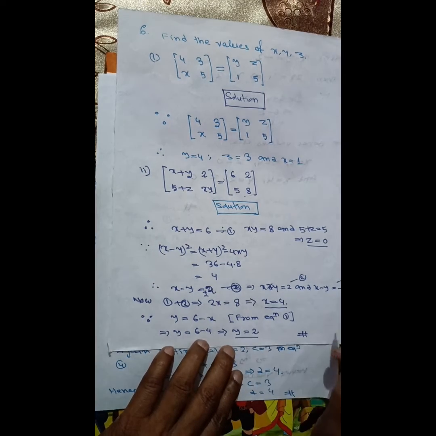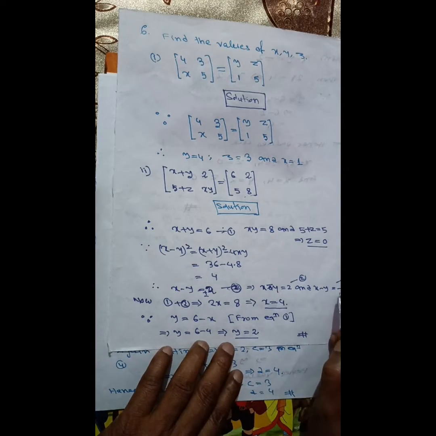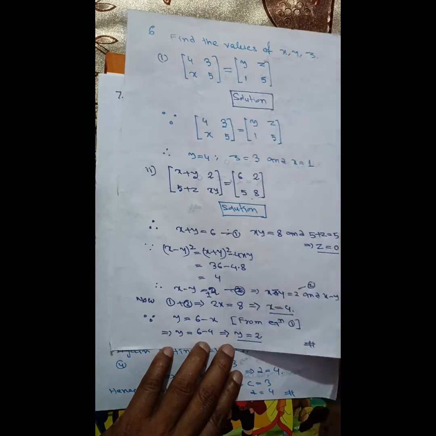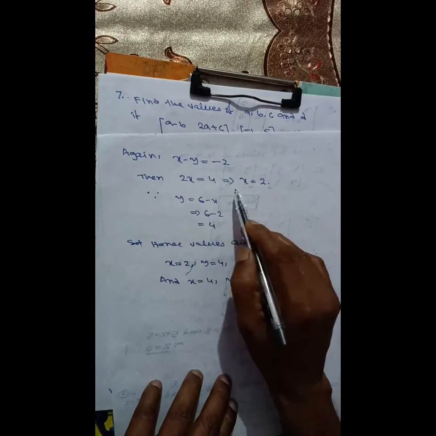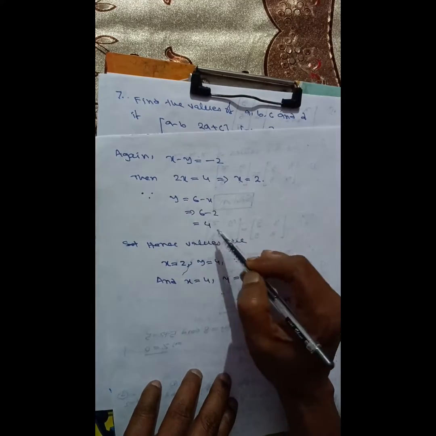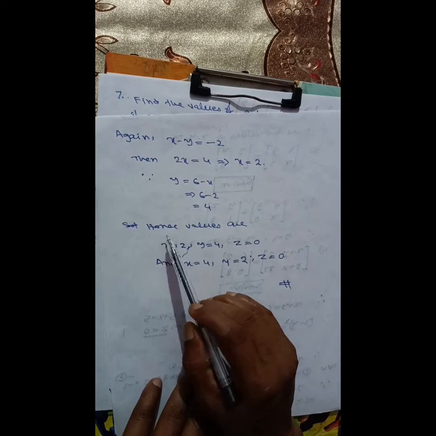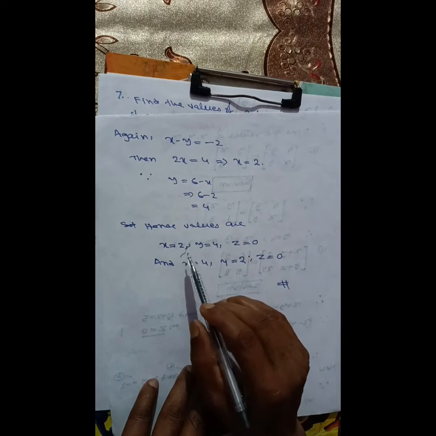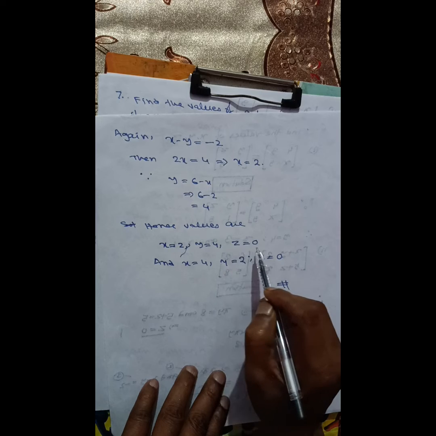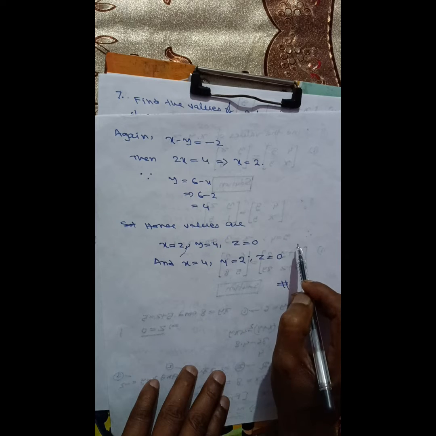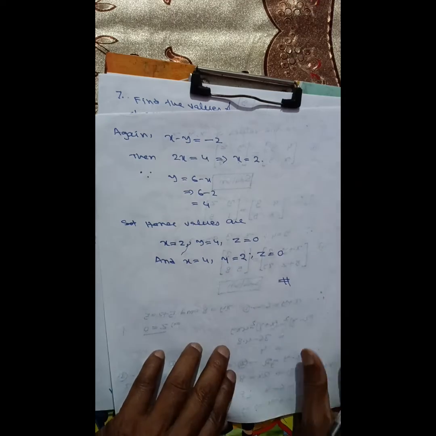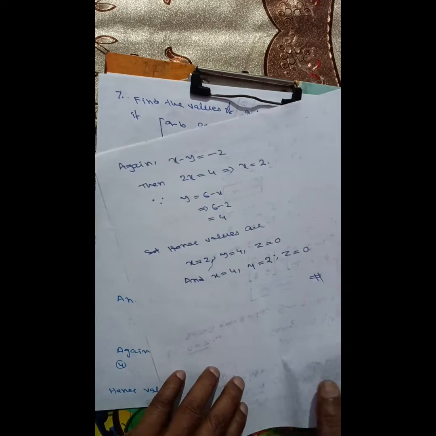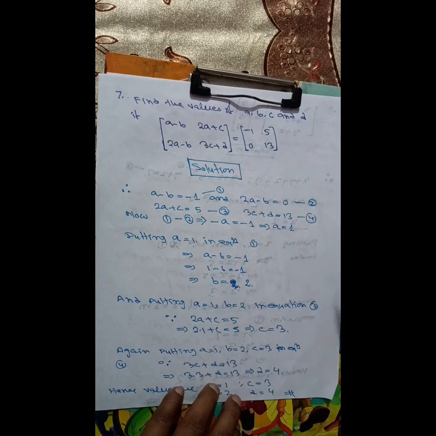And also, if we put x minus y is equal to minus 2 and add the equations, then we get twice x is equal to 4, then we get x is equal to 2, y is equal to 4. And so, the values are x is equal to 2, y is equal to 4, z is equal to 0. One type of solution, and another solution x is equal to 4, y is equal to 2, and z is equal to 0. That is the required solution of the problem.